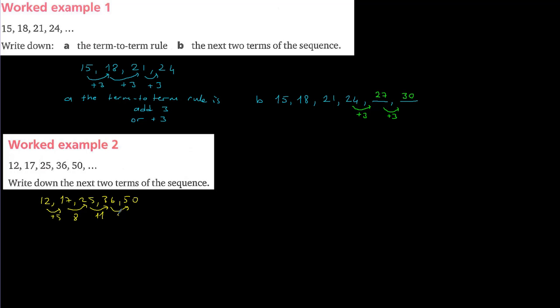From 36 to 50, it's going to be equal to 14. As you see here, there's a sequence, there's a rule between them, and it's easy to understand. The difference between 5 and 8 is 3. From 8 to 11, it is 3. From 11 to 14, it is 3. So always we are adding 3 to the next term.